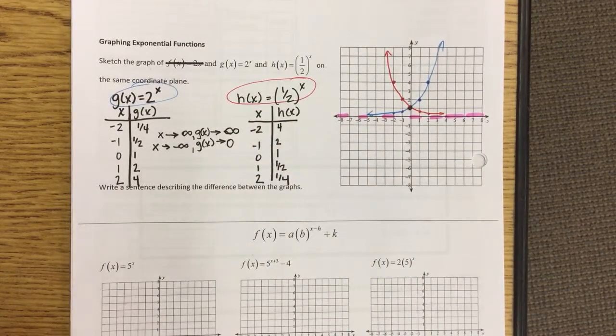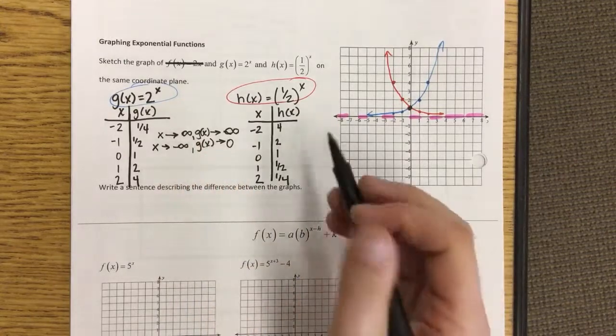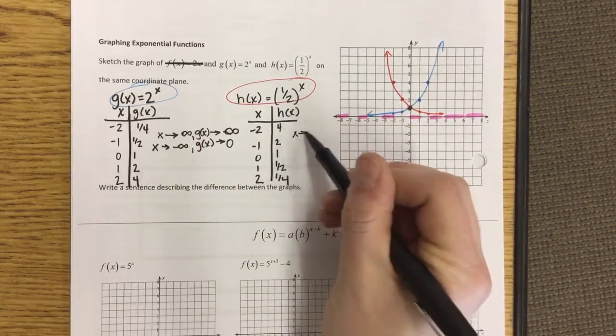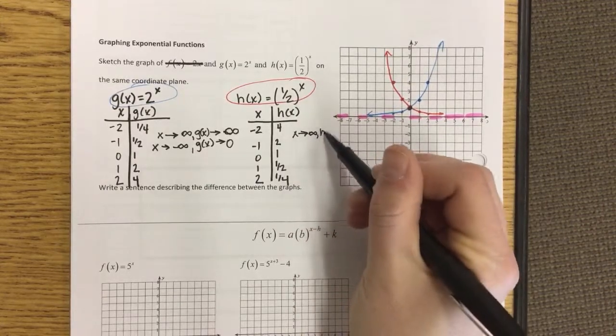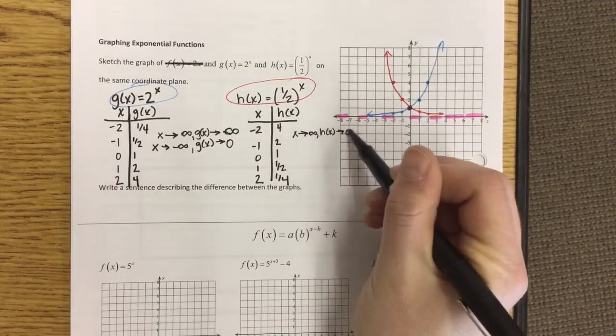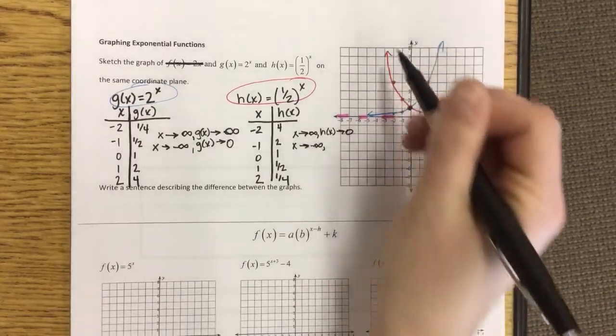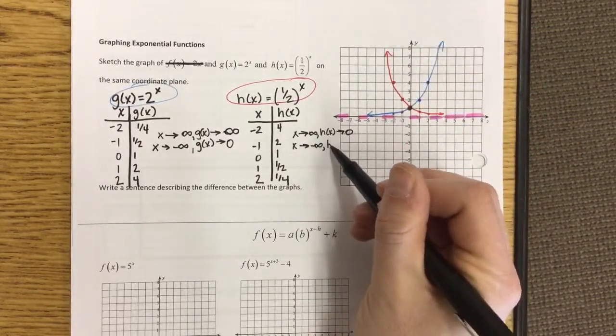Now, this ends up switching when we start taking a look at h of x. So in h of x, as x approaches infinity, h of x is going towards 0. And as x is approaching negative infinity, that's when it's taking off and going towards infinity.